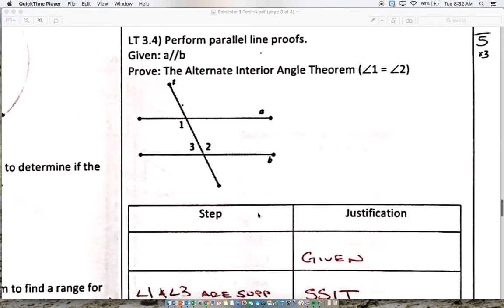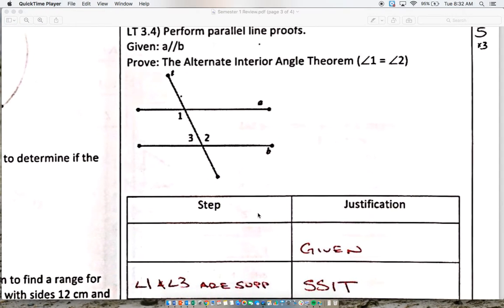Let's see here, a parallel line proof. So you're given that A and B are parallel, and then you need to prove the alternate interior angle theorem. In other words, that angle 1 is congruent to angle 2. Well, you can't use the alternate interior angle theorem to prove the alternate interior angle theorem. That's got to be something that you know at this point. Here's what you do know.